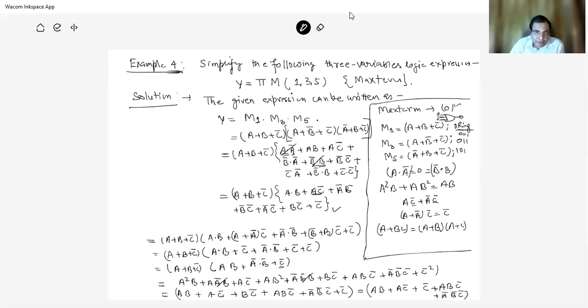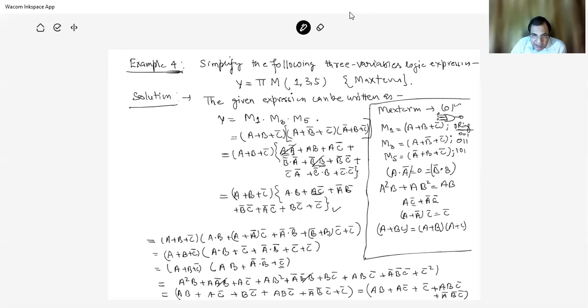Now we have to multiply these 3 variables with this expression. So this is A dot A square B. Here it is A bar B bar. Here it is AC bar. Then B multiply AB is B square, A bar B, and BC bar. Here it is C, ABC bar, A bar B bar C bar, and C bar square.